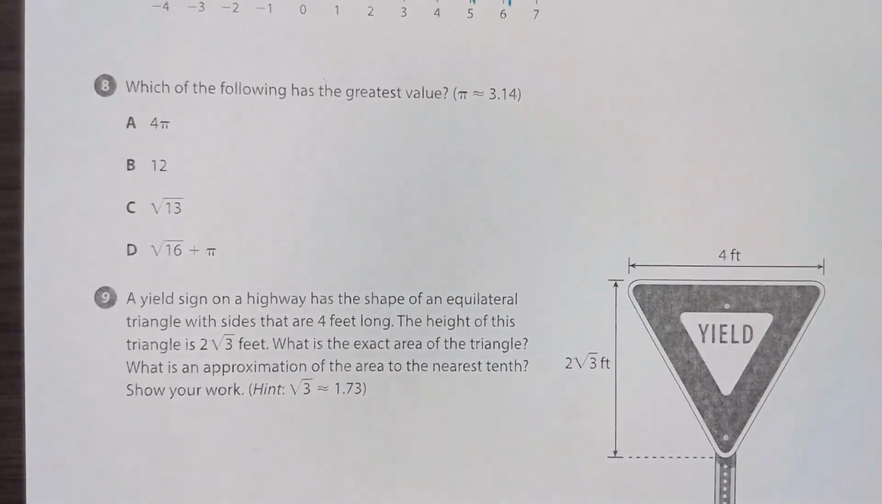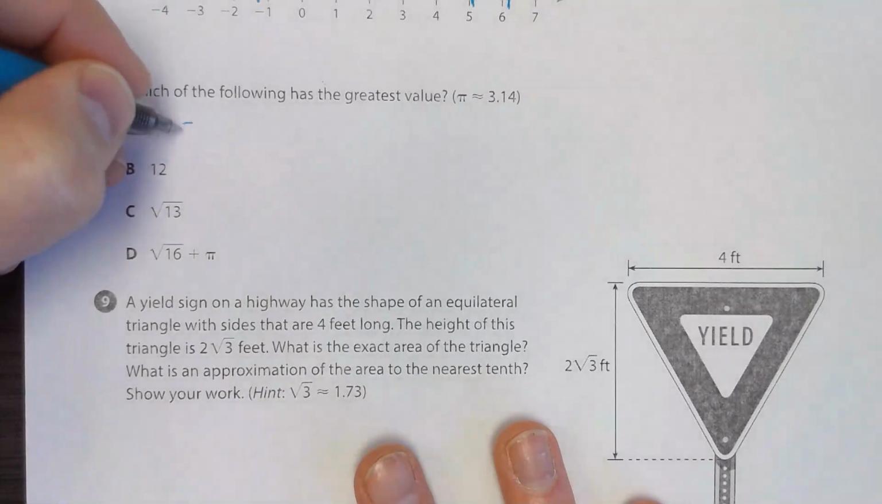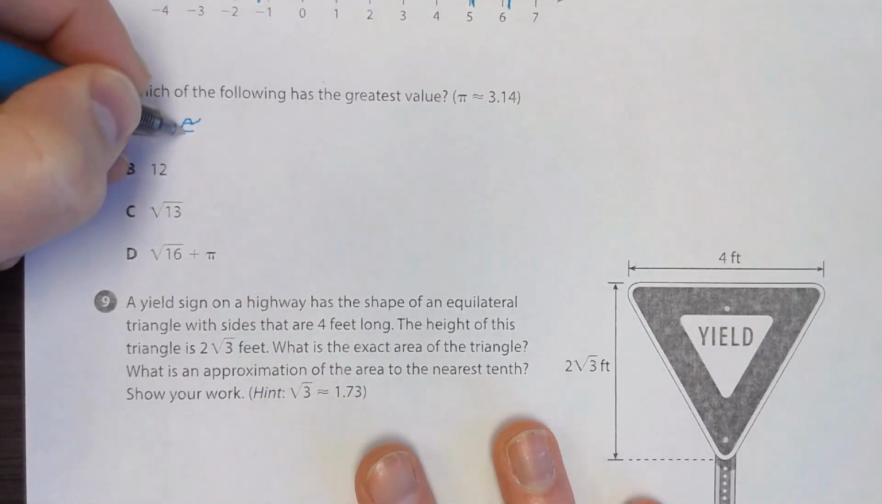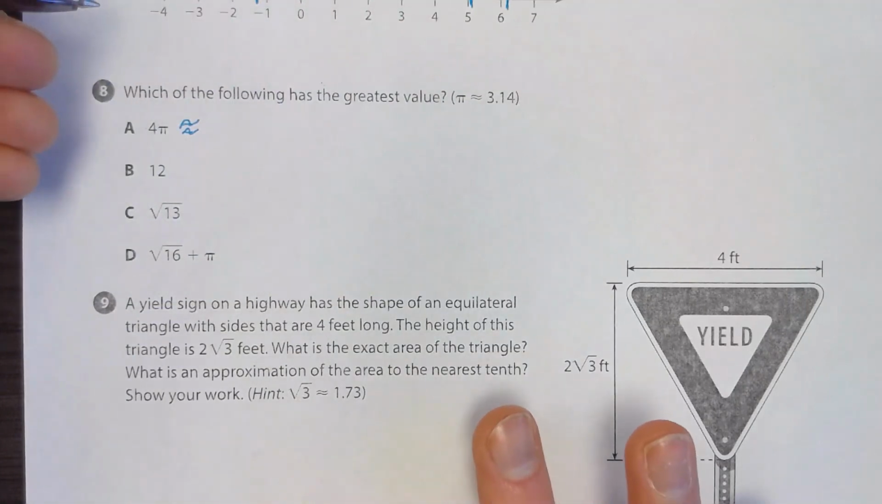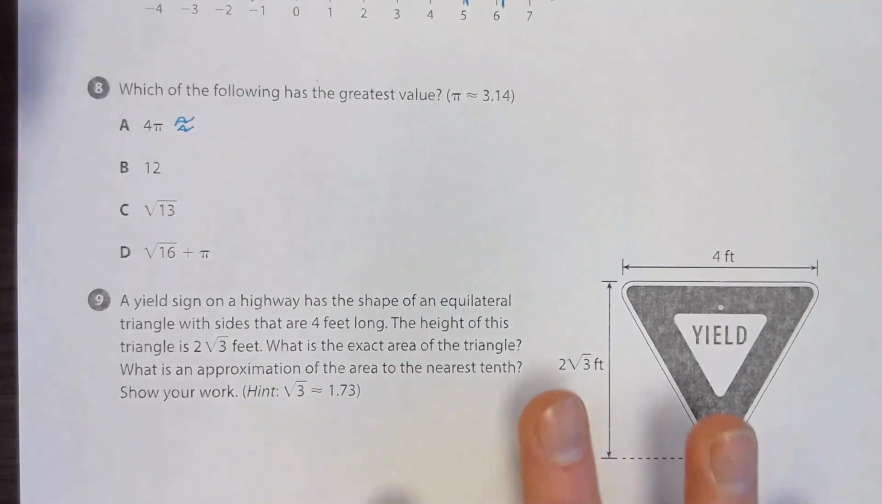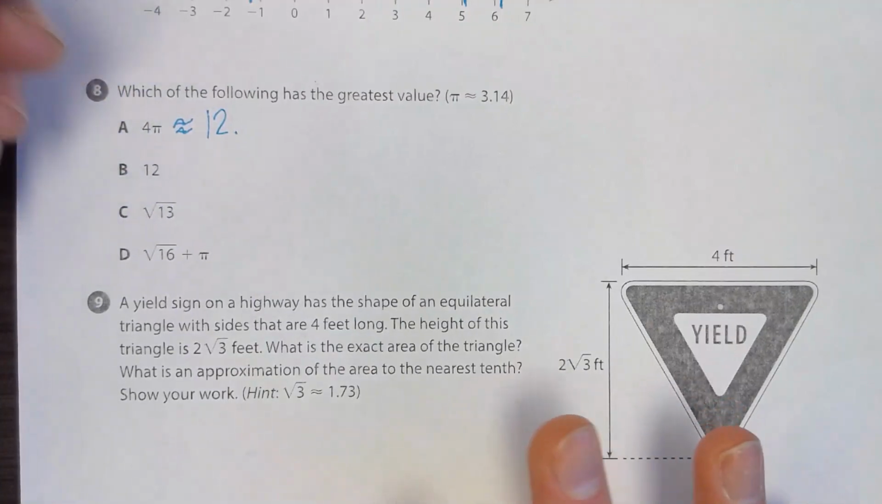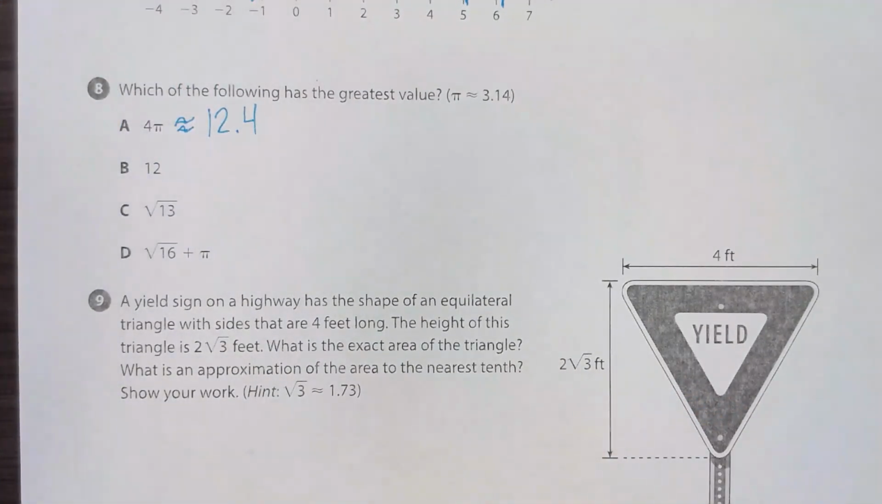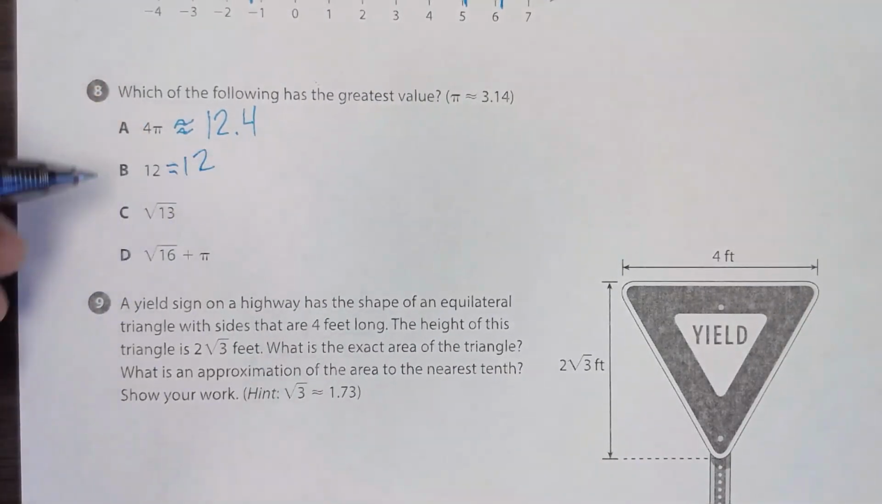Which of the following has the greatest value? I mean, we don't need a calculator for that again. This is going to be approximately 4 times 3 is 12. It's going to be a little bit more than 12. How much more? I don't know. 12.4. I don't really care. It's more than 12. Okay. This of course equals 12.